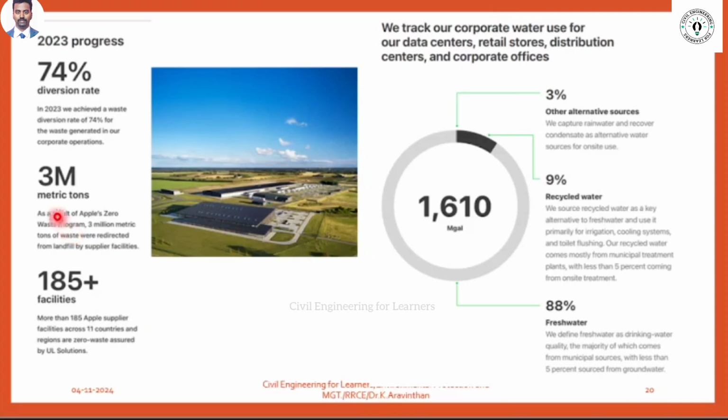They have achieved 3 million metric tons as a result of the Apple zero waste program. What is the zero waste program? That means no liquid waste will be discharged from an organization. Only solid waste is discharged. That is called the zero waste program. So the Apple organization reached 3 million metric tons of waste.